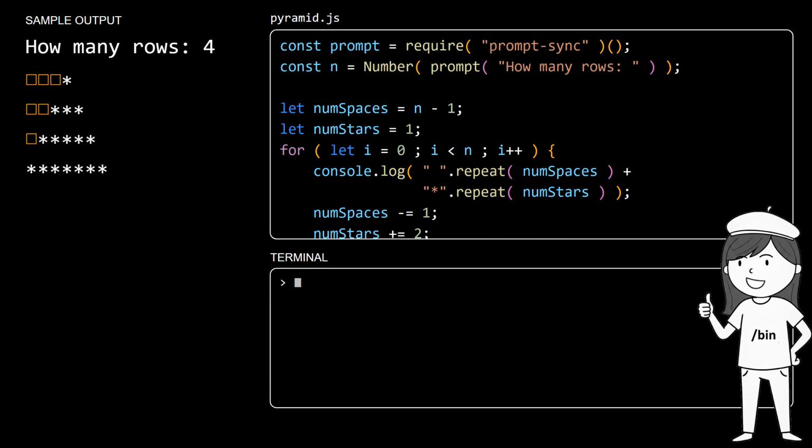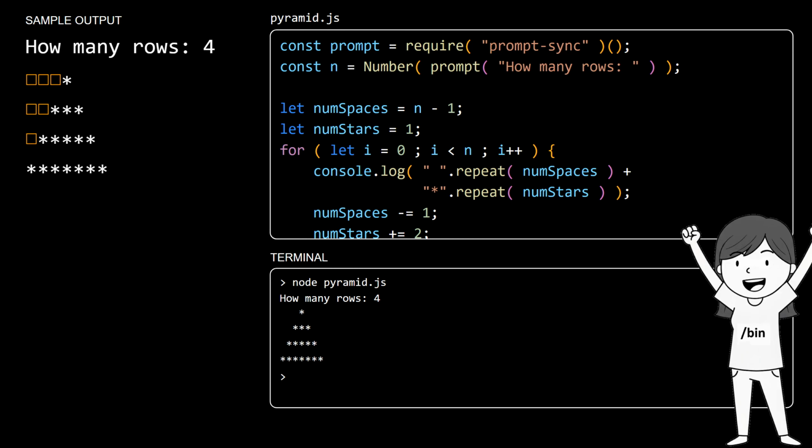Okay, let's see if it still works the same. Input 4 rows, and there it is, still works. Let's try 2 again. Looks good. Let's try 5 again. Looks good. In my opinion, this code is easier to read without those expressions.